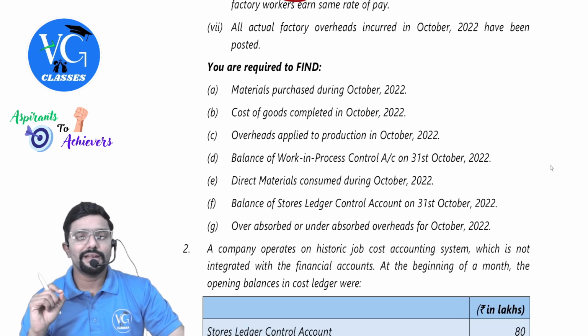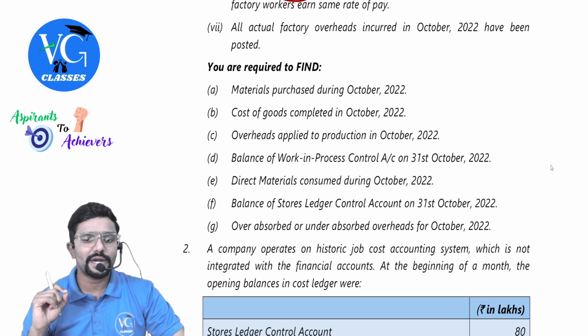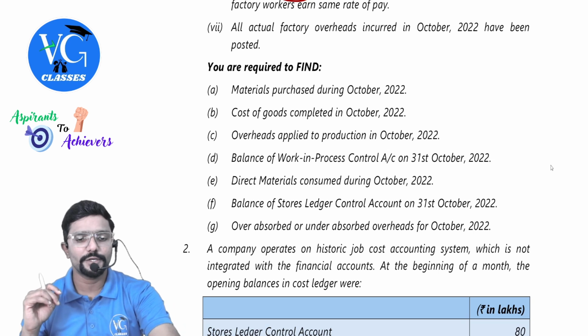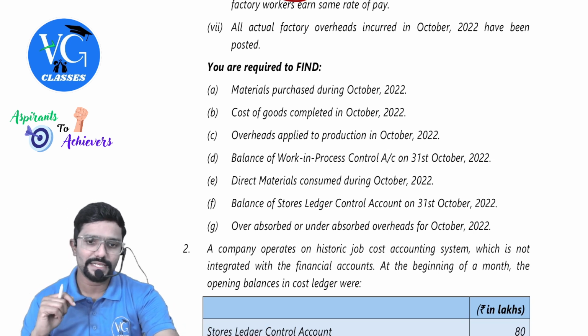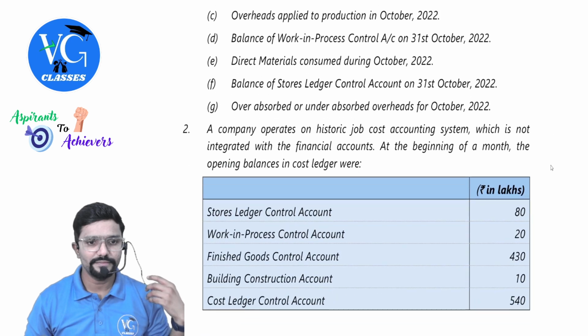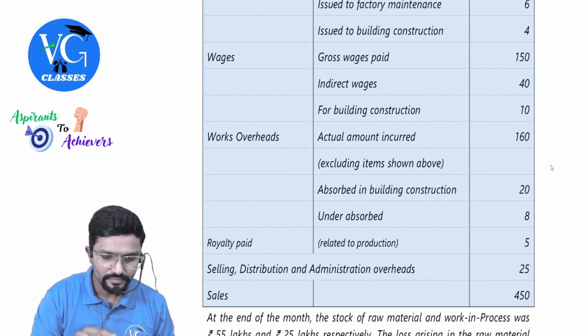Direct material consumed during October 2022. Balance of stores ledger control account as on 31st October, that is the closing stock of raw material. Over absorbed or under absorbed overhead for October 2022. Sure, we'll see one by one. Come to the solution.